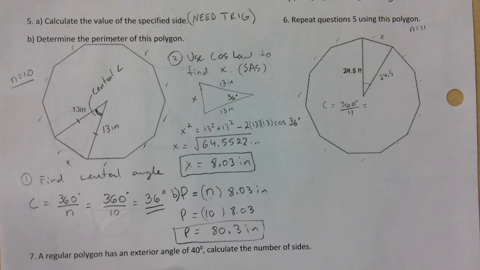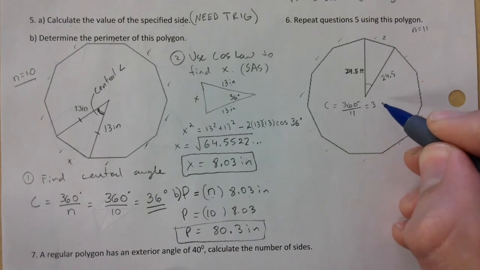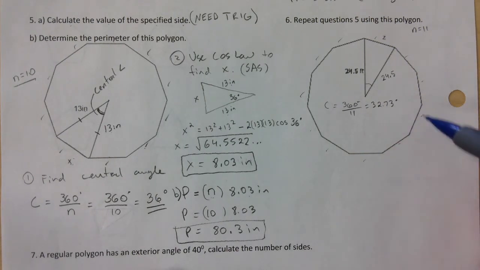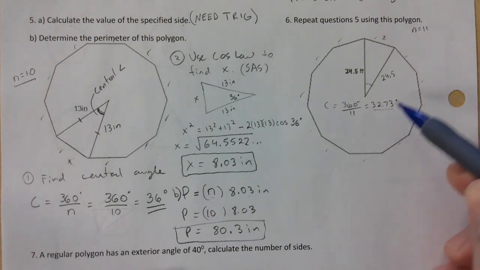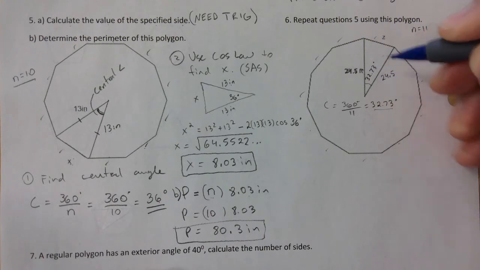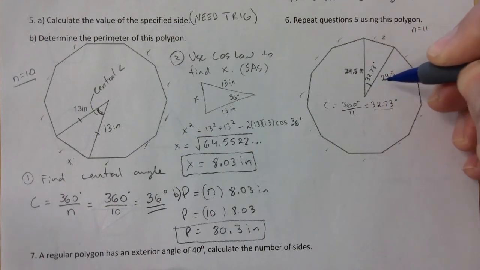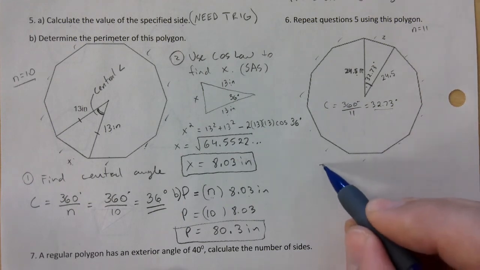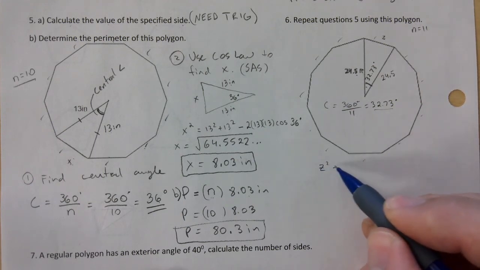360 divided by 11, 32.73. Not a big deal, right? So that's our central angle that I'm going to use. That is right in here, degrees, that's this angle here. So it's side, angle, side. That means I need to use cosine law. So it's a good reminder of using cosine law, right?